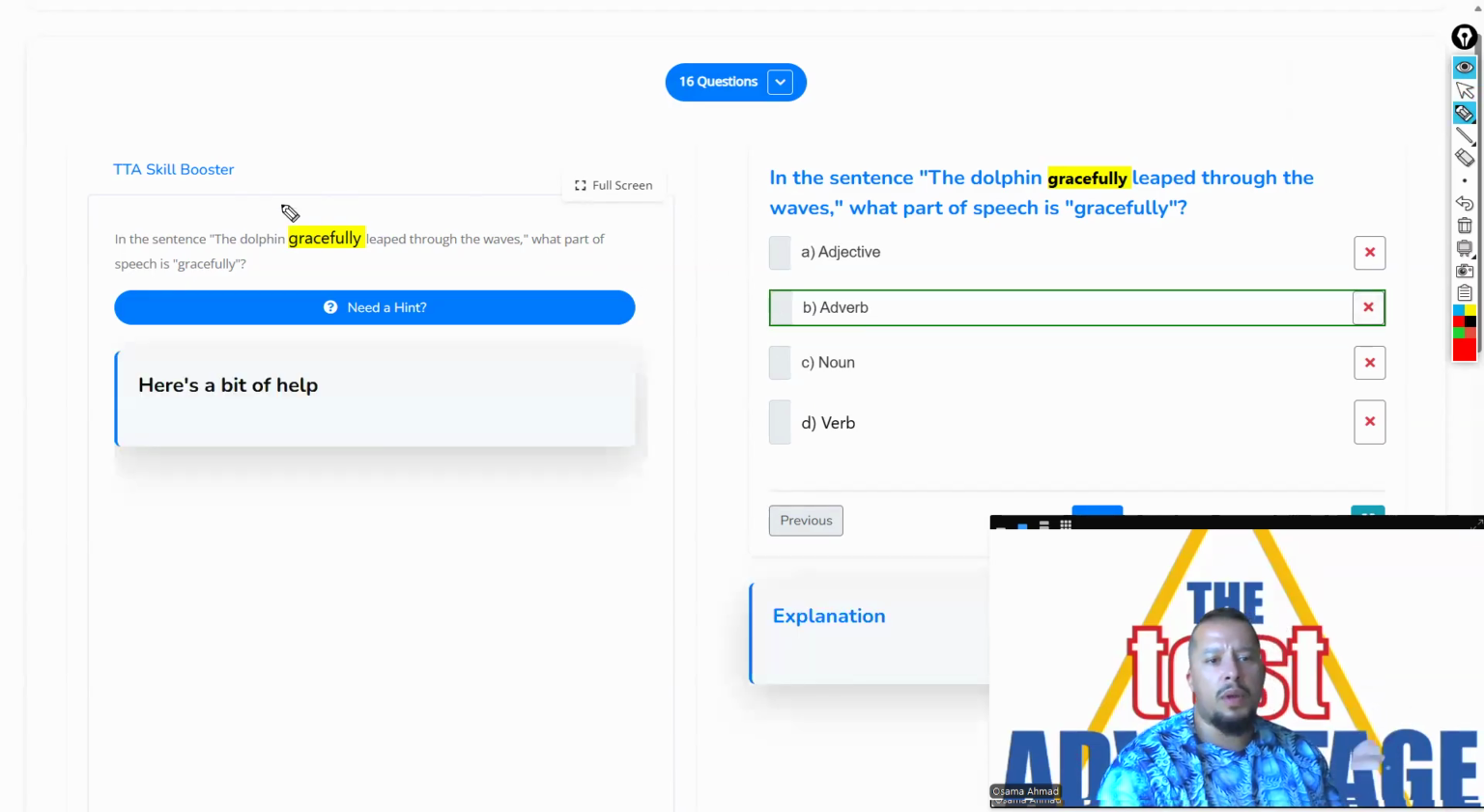It is an adverb. What does it do? It tells you, it describes leaped, a verb, and it tells you how it leaped, right? It tells you how it leaped. Let me make this a bit smaller now.